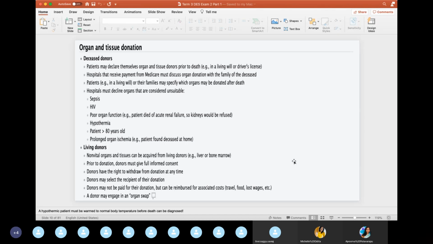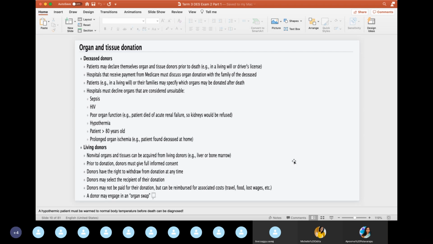Mostly all of the hospitals receive payment from Medicare. You must discuss organ donation with the family, even though the card, the driver's license, says organ donor. However, the hospital must decline organs that are considered unsuitable. For example, if the patient has sepsis, they cannot accept organ donation from that patient. Other examples are prolonged organ ischemia, a patient found diseased at home, or poor organ function.